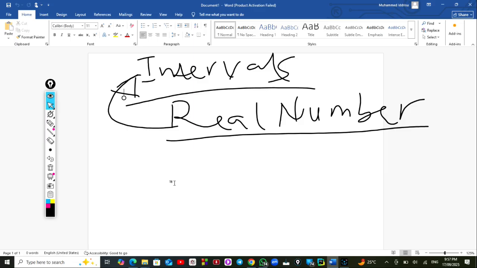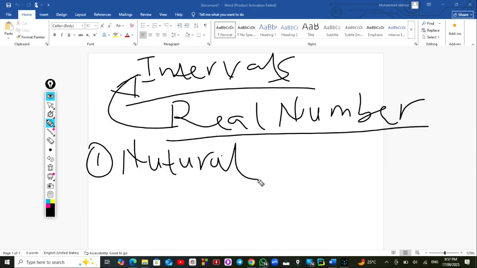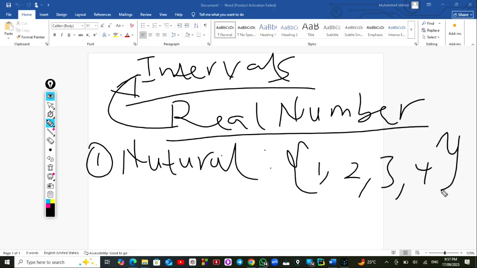So let's quickly look at the natural numbers, natural or counting numbers. Let's look at what it is. I'm not going to define them, I'm just going to list the sets. It's just the counting numbers 1, 2, 3, 4, up to infinity. If you observe this set, we cannot just represent it as 1 to infinity.